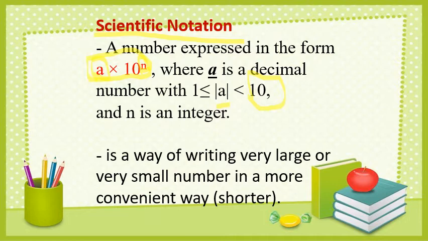Another reason we make scientific notation is that it is a way of writing very large or very small numbers in a more convenient way. Millions, billions, trillions are long to write, so to make them short we write them in scientific notation. That is its purpose, and its form is a times 10 to the power of n. To understand it better, let us have an example.